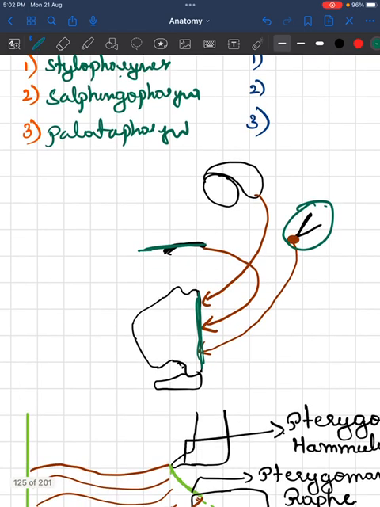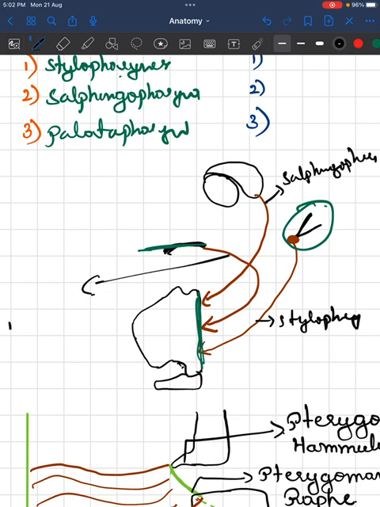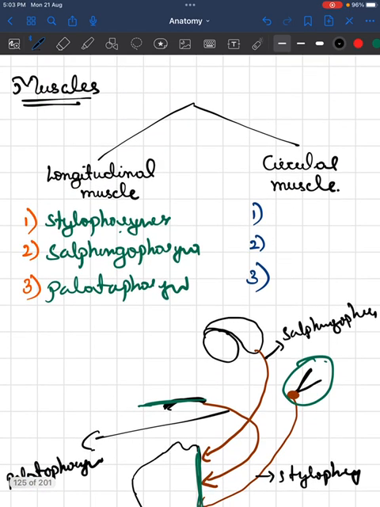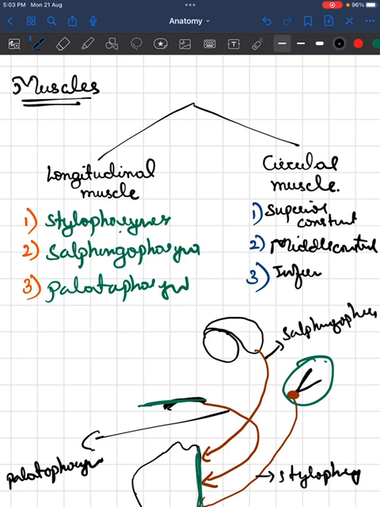In this, we will mark the muscles. This is stylopharyngeus, salpingopharyngeus, this is palatopharyngeus. Next, we finished the longitudinal muscles. Now the circular muscles. The circular muscles include three: superior constrictor, middle constrictor, and inferior constrictor.